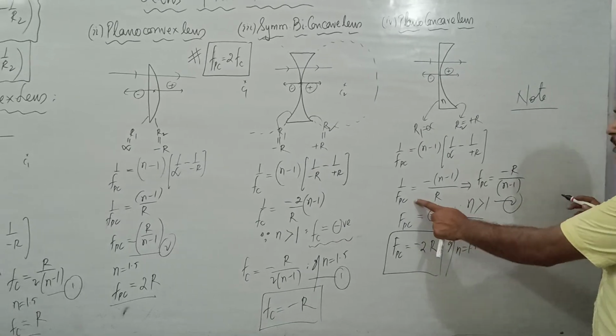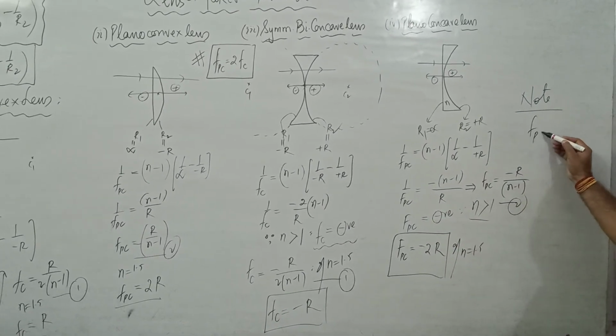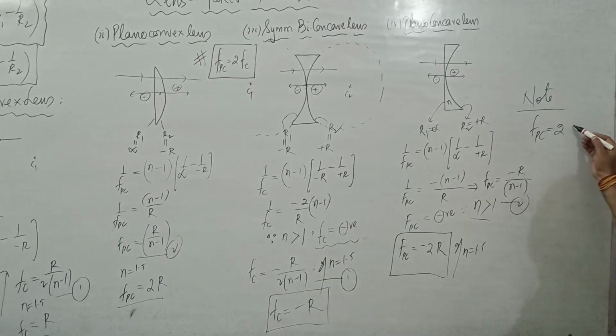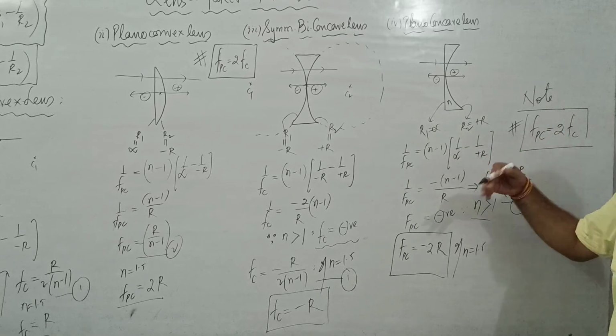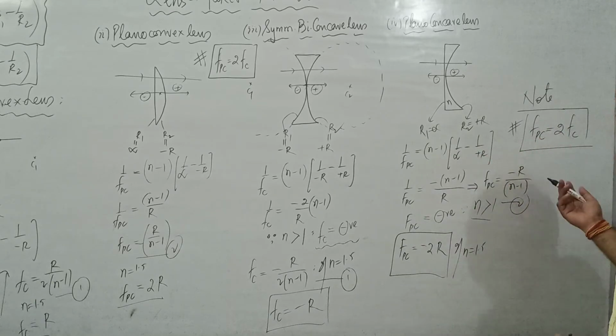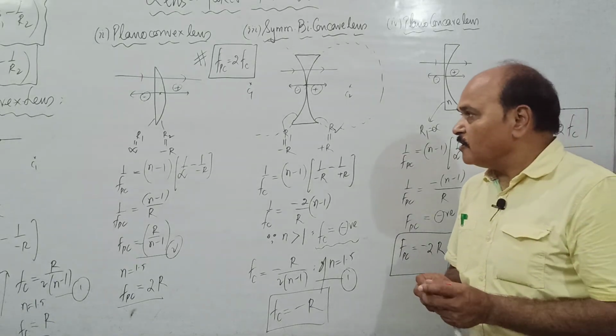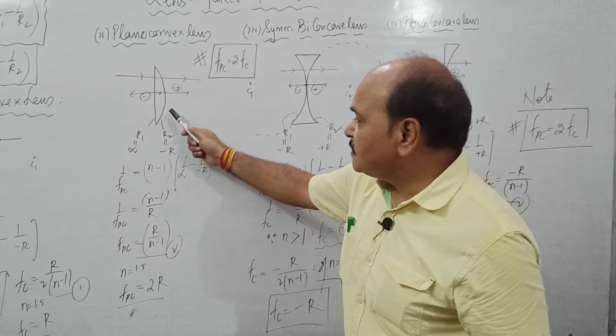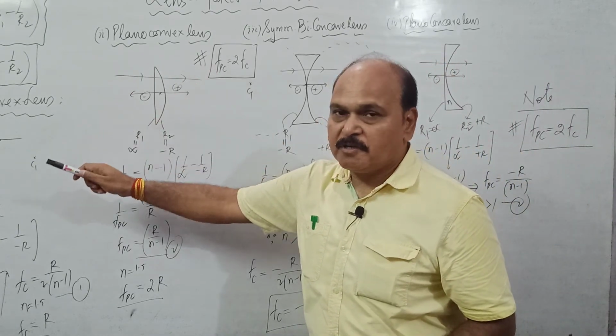Focal length of plano concave lens is twice the focal length of its corresponding biconcave lens. This result is very, very important. At times in the exam it is asked, show that the focal length of a plano convex lens is twice the focal length of its corresponding biconvex lens.